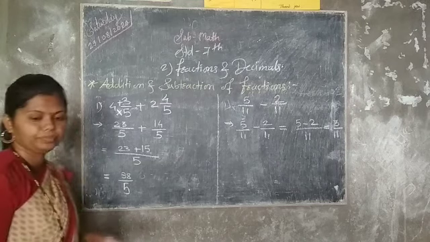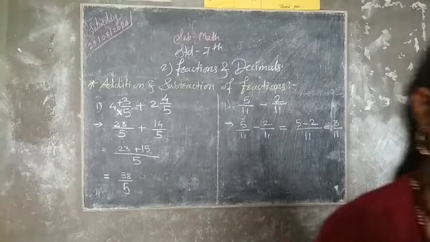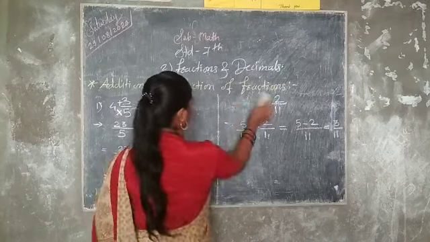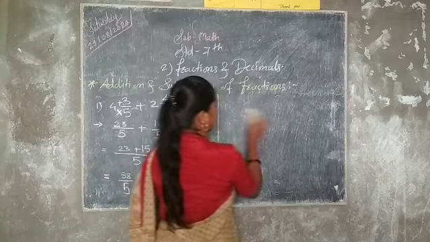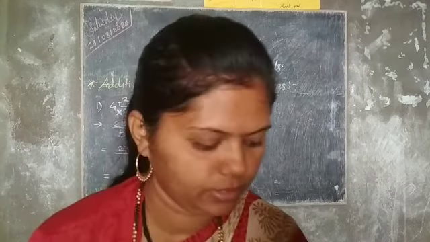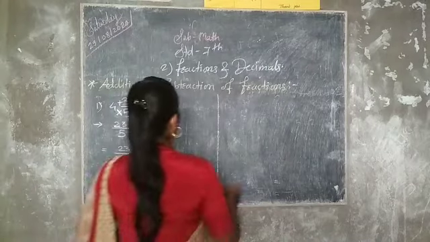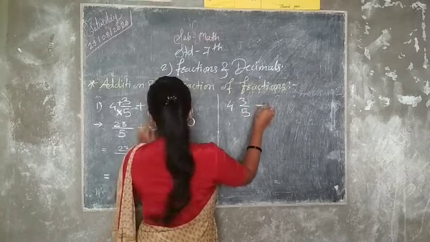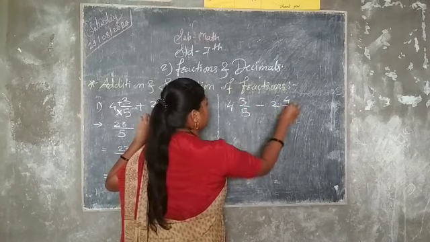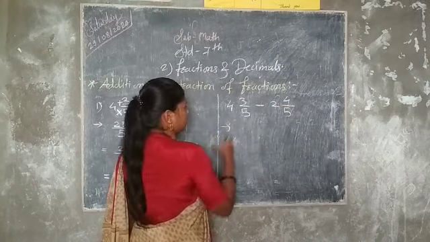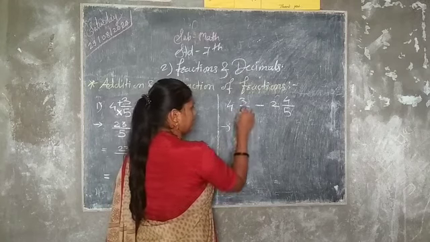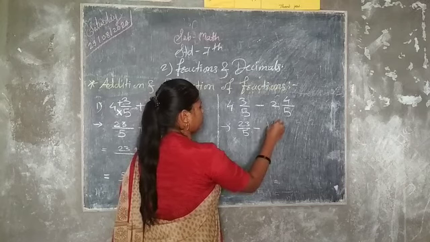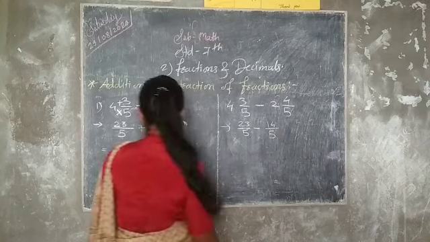Okay. Now we are moving towards the subtraction of mixed fraction. And the example is the same example, minus 2 and 4/5. 5 fours are 20 plus 3, 23 upon 5, minus 5 twos are 10 plus 4, 14 upon 5.